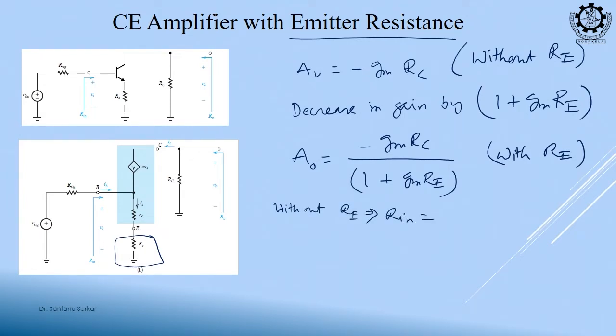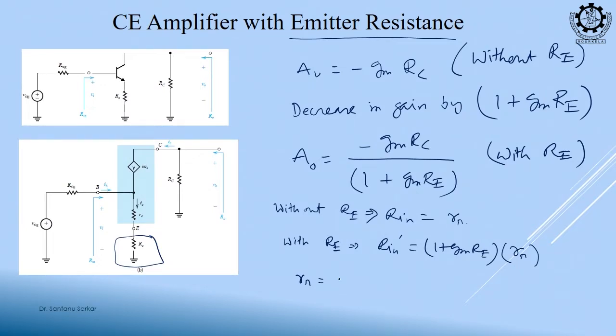Next, without RE, what is your RIN? If you do not have RE, if you look from this side, you see the R pi, right, and with RE, the times it is reduced gain, the times it will be increased input impedance. With RE, your RIN is now 1 plus Gm RE times R pi.